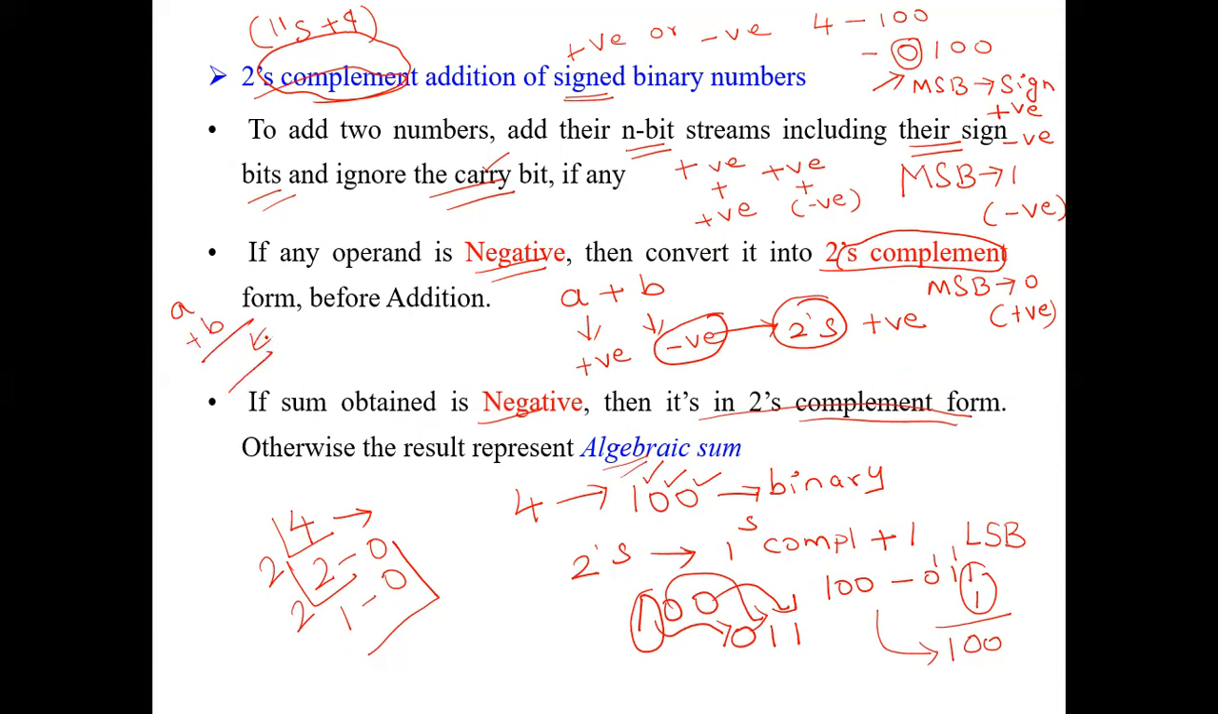Algebraic means normal sum only. Suppose if you add two negative numbers, obviously the result will be negative. That is what they are saying. If the sum is obtained negative, then again it has to be converted into a 2's complement. Then only we can get the original value. Then only you will get the original value.